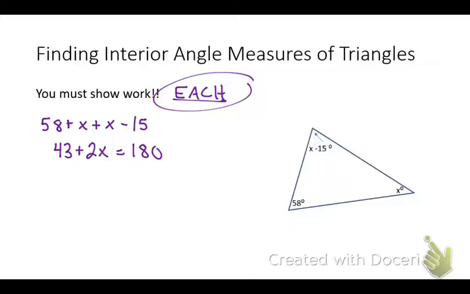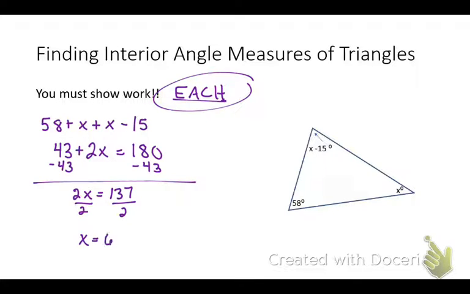All right, so let's time out here. Zoe, what did you get for X before we solve anymore? 68.5. All right, 68.5, because when I subtract 43 from both sides, I get 2X equals 137. Divide both sides by 2. And what'd you say, Zoe? 68.5? Yeah. All right, X equals 68.5. But is this my final answer?